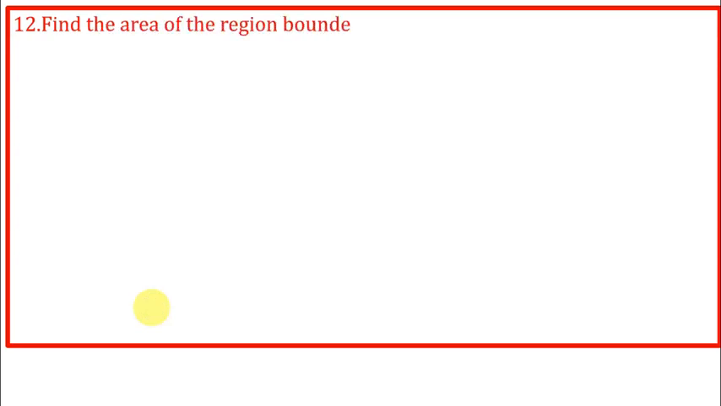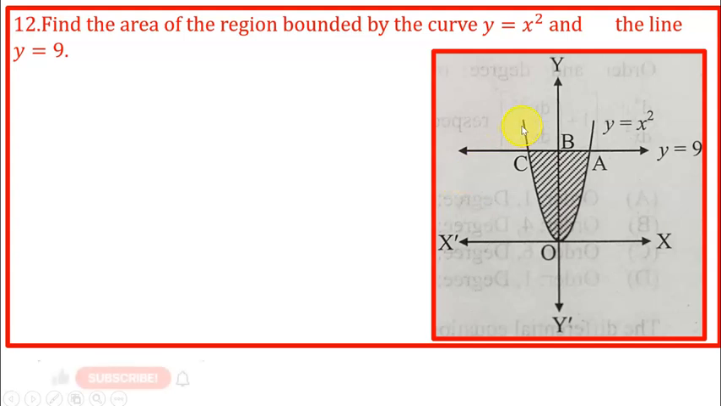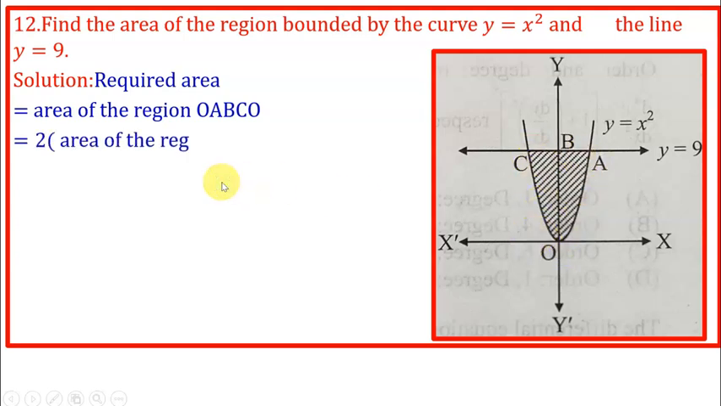Now next, find the area of the region bounded by the curve y is equals to x square and the line y is equals to 9. Okay, y is equals to x square is the parabola in this form and y is equals to 9. This is the required area. Okay, therefore the solution is: required area is equals to area of the region OABCO, and that is again nothing but 2 times area of the region OABO.